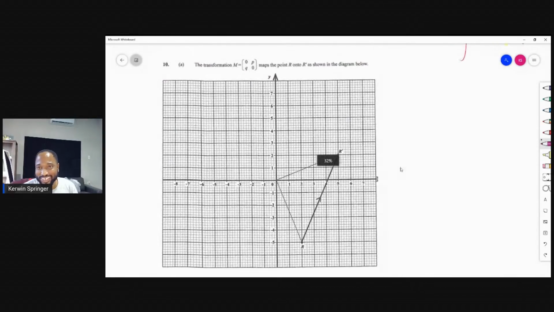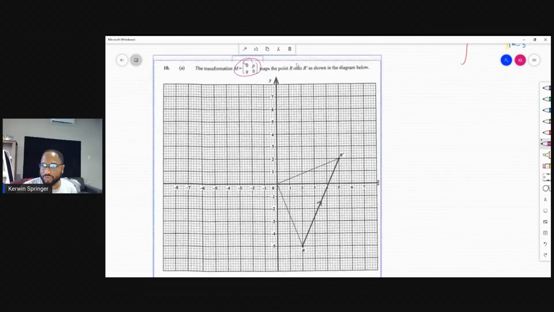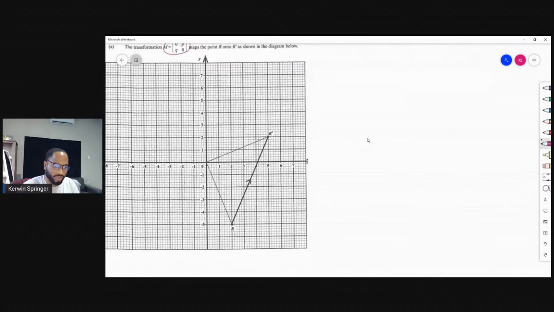The transformation maps the point R onto R prime as shown. This is a transformation matrix question. And notice this here is a matrix. It's a transformation matrix. Now, what this book is really good for is that it has all the formulas. It has all the common transformation matrices on page 24. Let me just show you the topic on this for now. This is how it goes. So, you have 1, 0, 0, 1.